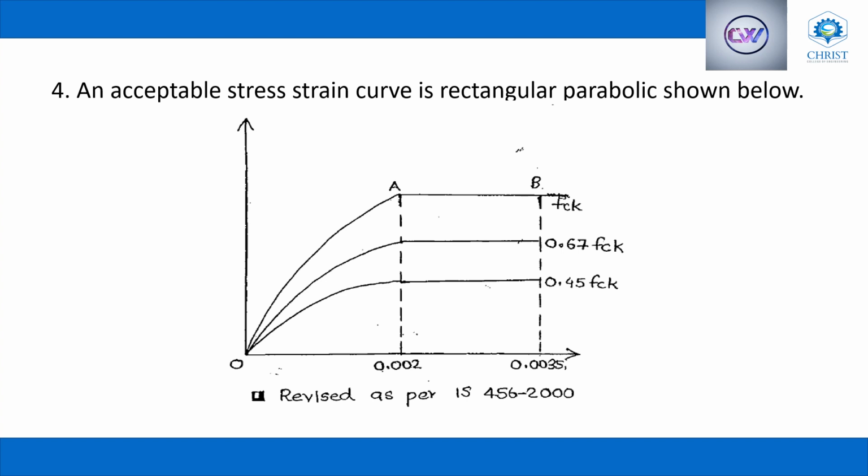Okay, so there are three kinds of curve here. First one FCK, it is characteristic strength. Second one 0.67 FCK, and then 0.45 FCK, which is the design strength.